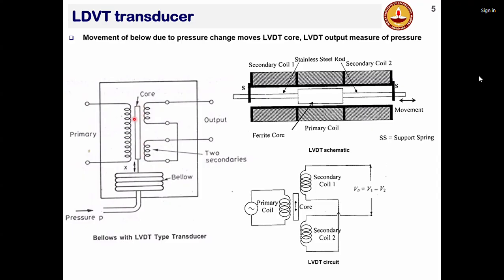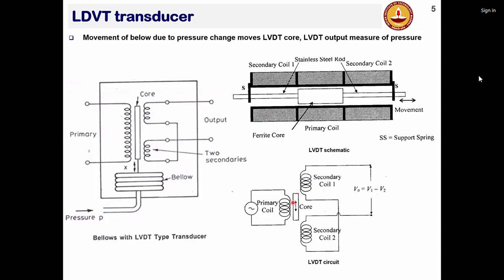So initially, you have the core located in an equilibrium position, such that the outputs of secondary coil 1 and secondary coil 2 negate each other and you get a zero output voltage. So this is basically the electromagnetic principle that a current carrying conductor will always induce a magnetic field. The primary coil is a current carrying conductor, so you have a magnetic field here.